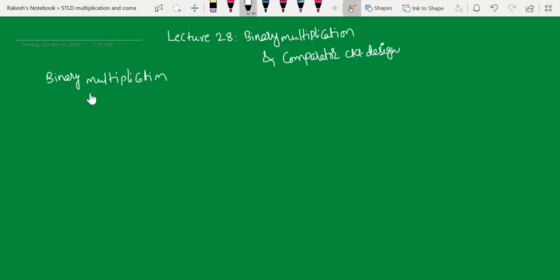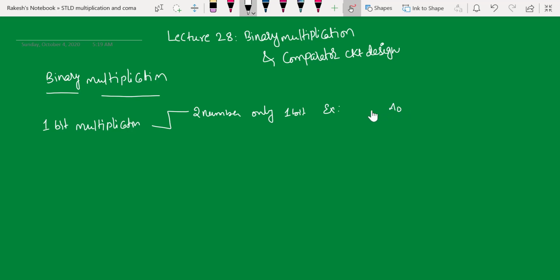As you have seen in case of adder, first we have seen 1 bit adder, then 2 bit adder, then we went to full adder, and then we went to 4-bit parallel adder, 4-bit parallel subtractor. Similarly, we are going to use first 1-bit multiplication. That means you are going to have two numbers, the two numbers having only 1 bit. Let's take a simple example. You are having only A0 and B0. You want to multiply A0 and B0.